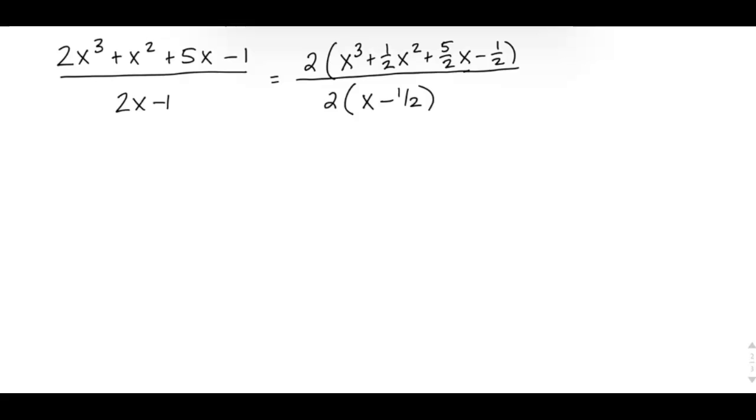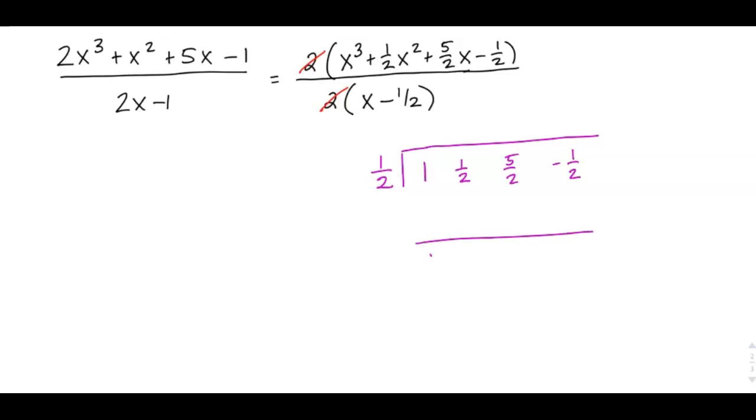So essentially what we're saying is you could cancel those 2's, and this would be an equivalent division to the original problem that we were given. The reason that we rewrote it this way is so that we can do synthetic division. So if we were doing synthetic division, now out in front, since it's an x minus 1/2, would be a 1/2. Underneath would be 1, 1/2, 5/2, and minus 1/2.